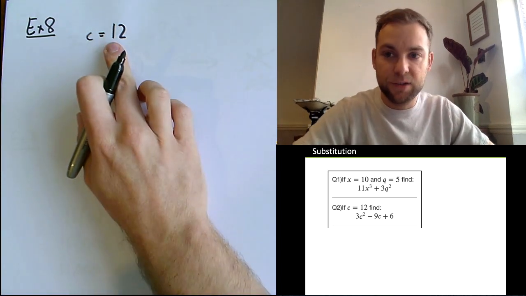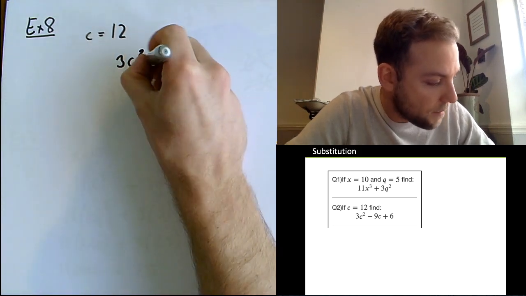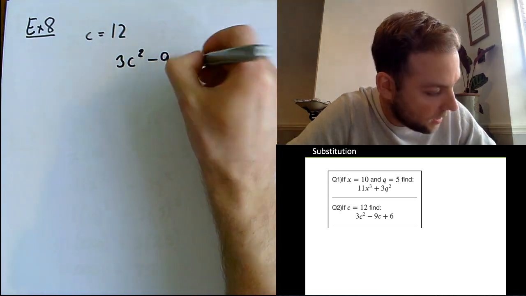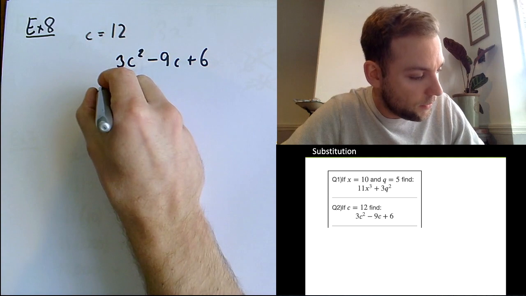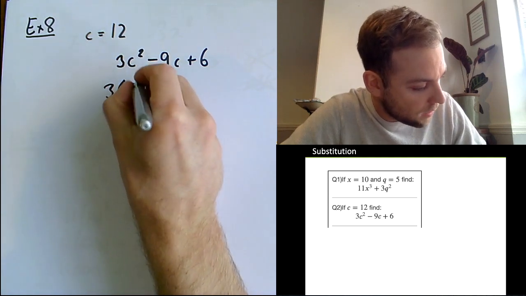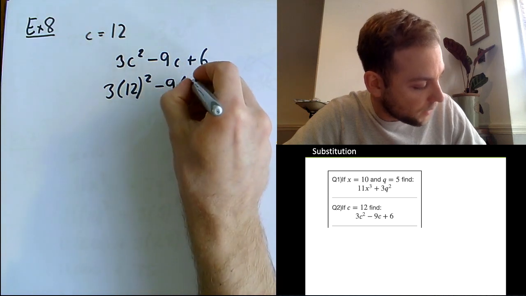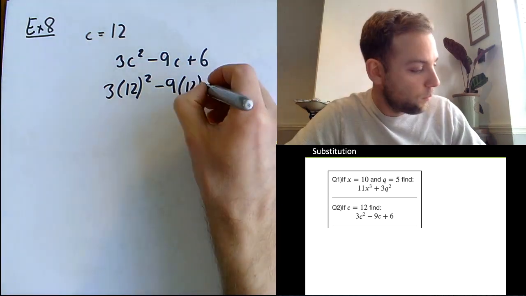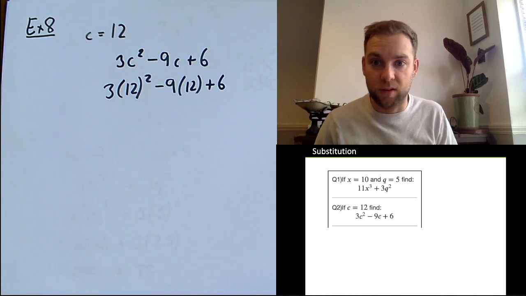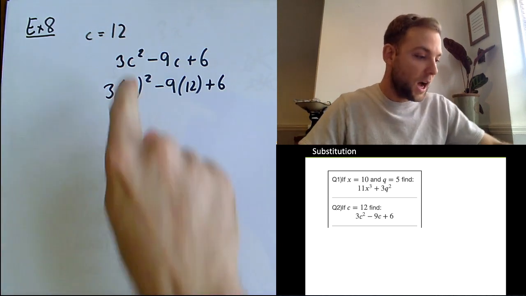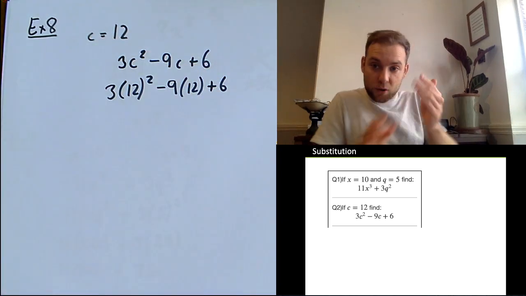So, c is equal to 12. I've got 3c squared minus 9c plus 6. I said I'm going to use the mini bracket technique, so it's going to be 3 times 12 squared minus 9 times 12 plus 6. So I'm just substituting, like we talked about at the start, I'm replacing the c with 12 in those mini brackets.